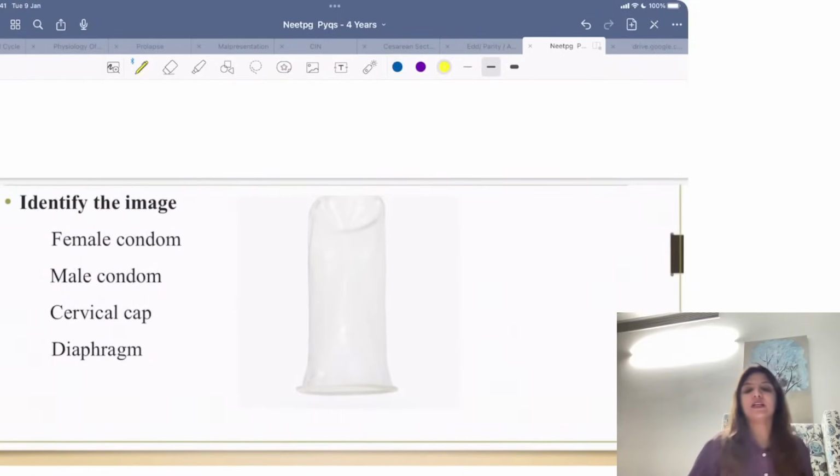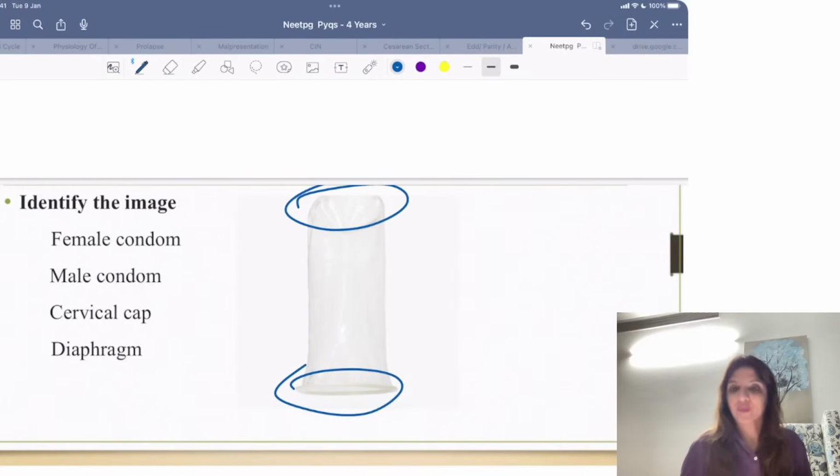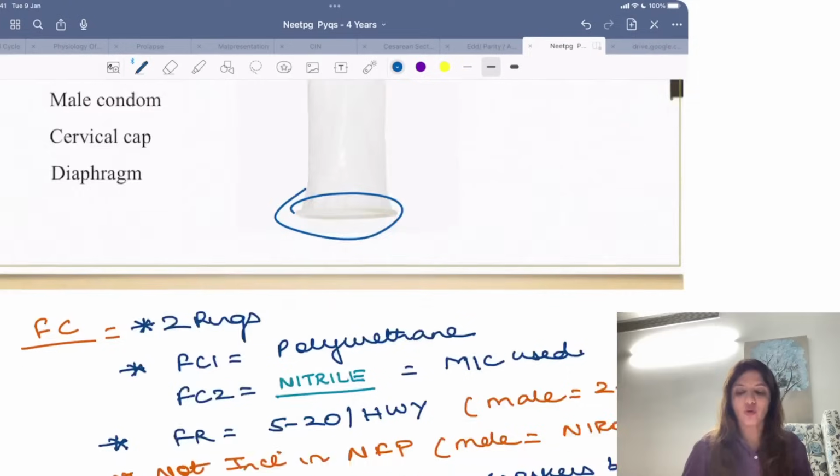Then identify the image. I'm sure all of you will be able to identify. This is a female condom. Why is it a female condom? Because I can see two rings over here, right? In a male condom, there is a single ring. Over here, I am seeing two rings. So this is a female condom.